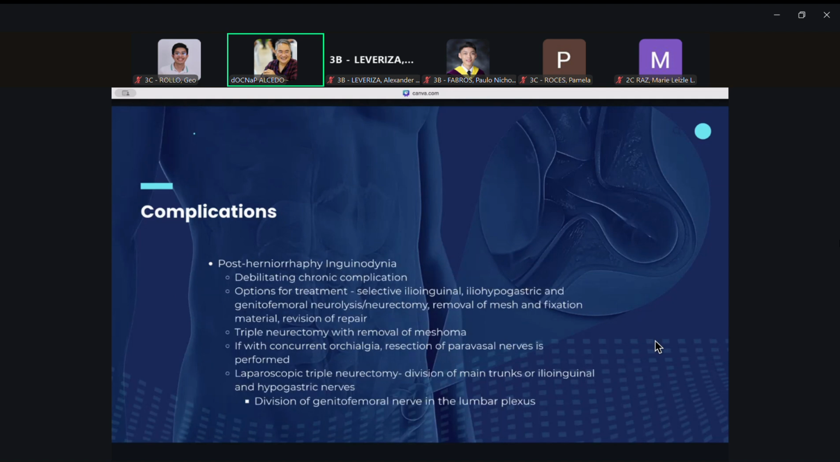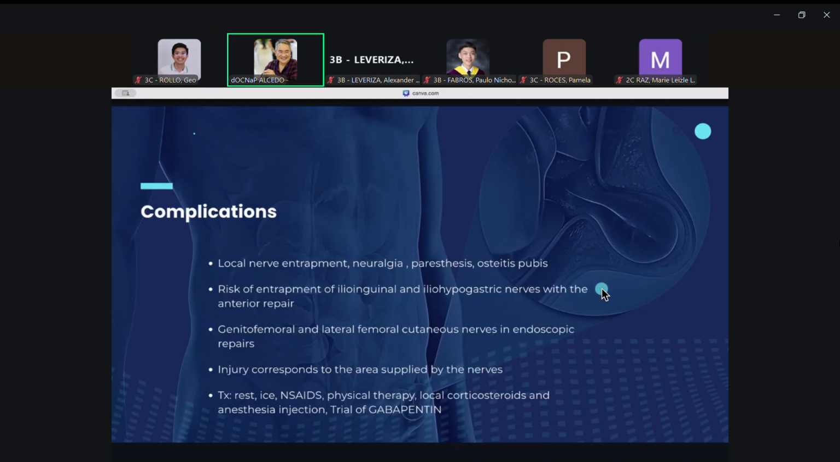Teka, bumalik ata tayo. So treatment can be with rest, NSAIDs, physical therapy, and of course, pain medication for neuropathic type of pain, an example of which is your gabapentin.